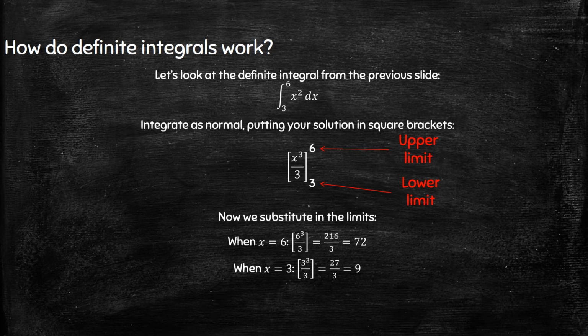And the last thing you do with those is subtract those two limits. So you take the first one, which is the 6, and subtract the second limit, which is the 9. And then you get the answer of 63. Okay, let's have a look at a couple more examples.